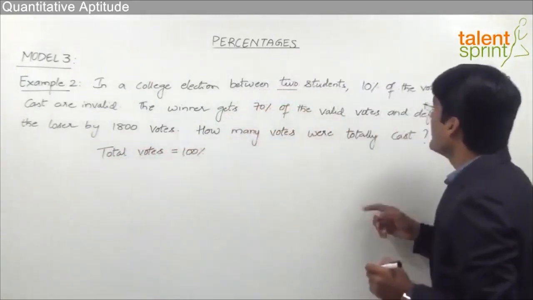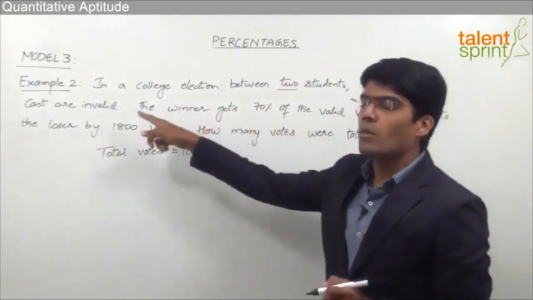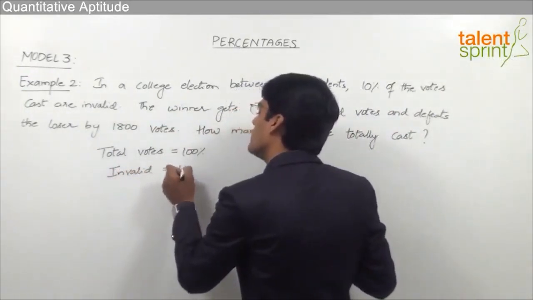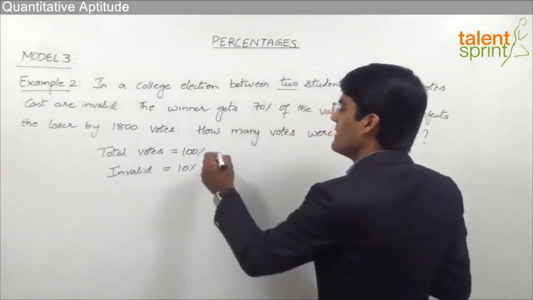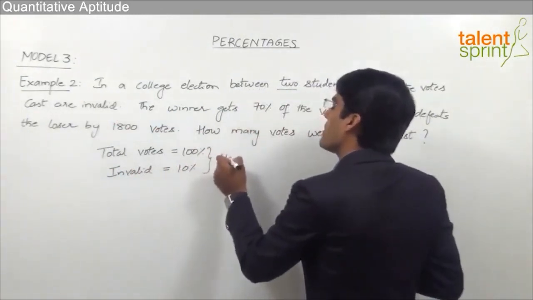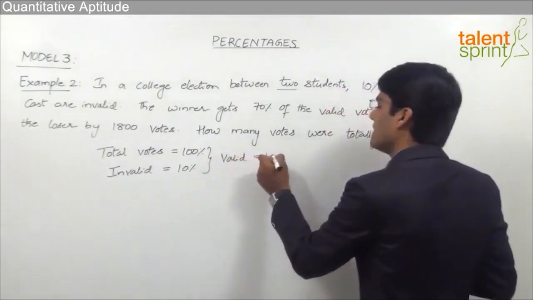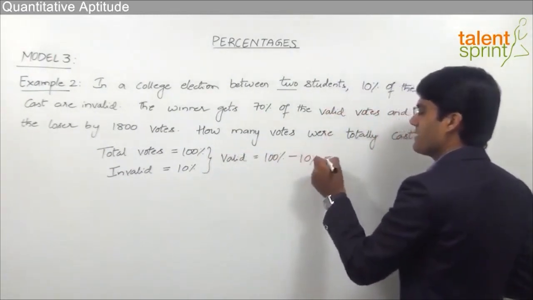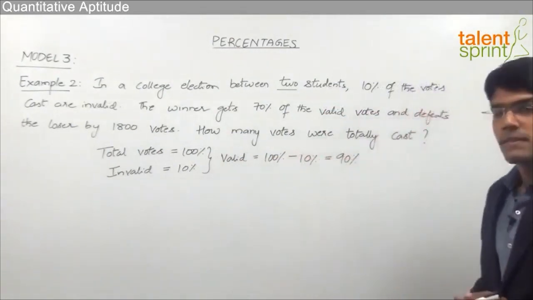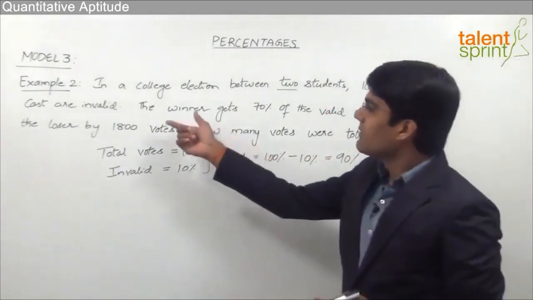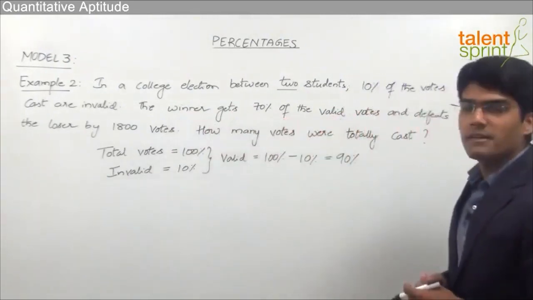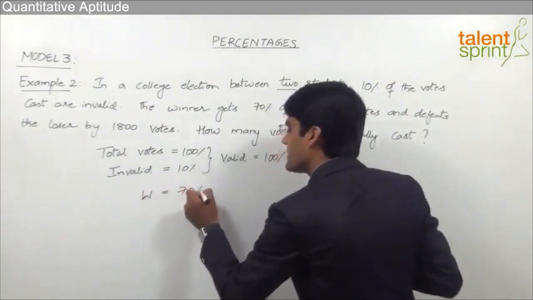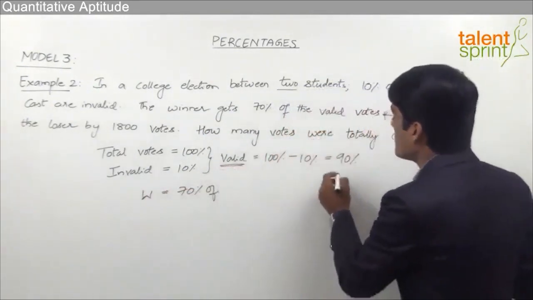Now as given in the question, 10% of the votes cast are invalid. So very clearly the invalid votes will be equal to 10%. Now from this we can say that the number of votes which were valid will be equal to total, that is 100%, minus the percentage of invalid votes, which is 10%. So this comes out to be 90%. Now moving on to the next part of the question, the winner gets 70% of the valid votes.